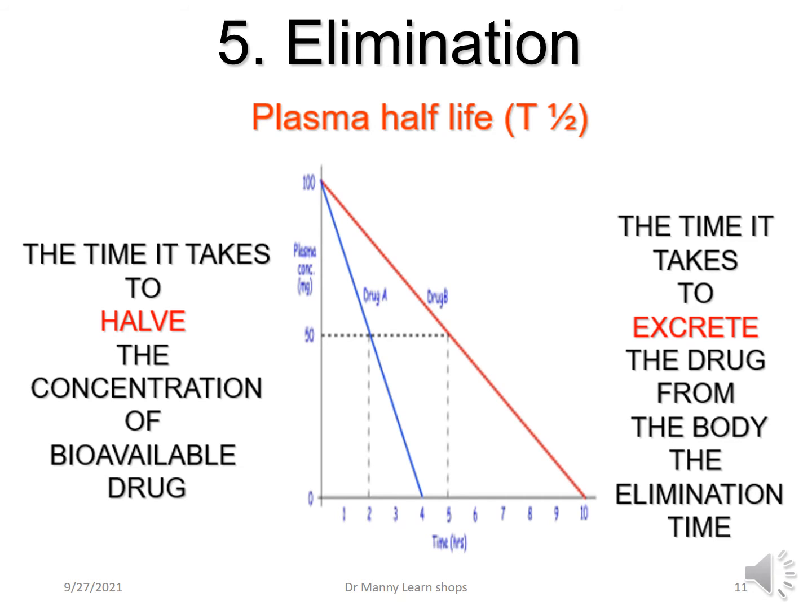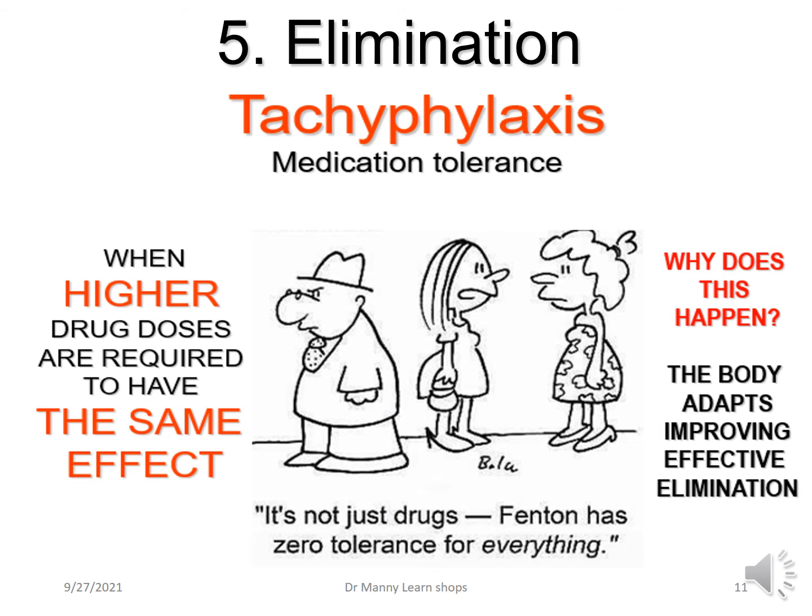After another 10 hours, there would be 1.25% of the medication left, and so on. The plasma half-life is the time that it takes to halve the concentration of the bioavailable drug. We also have to consider tachyphylaxis, which is medication tolerance. So when higher drug doses are required to have the same effect, that's basically what it means.